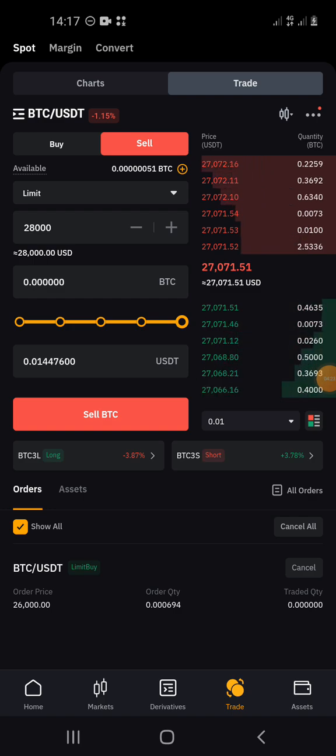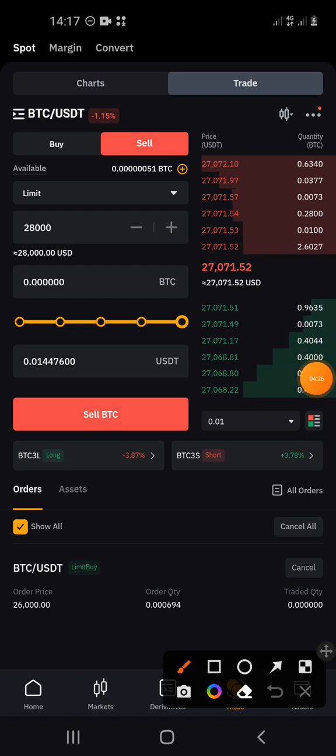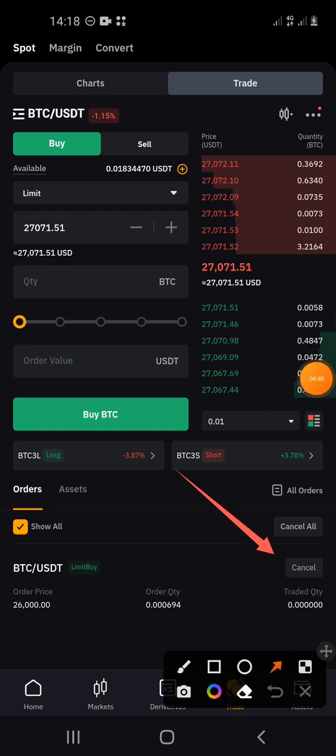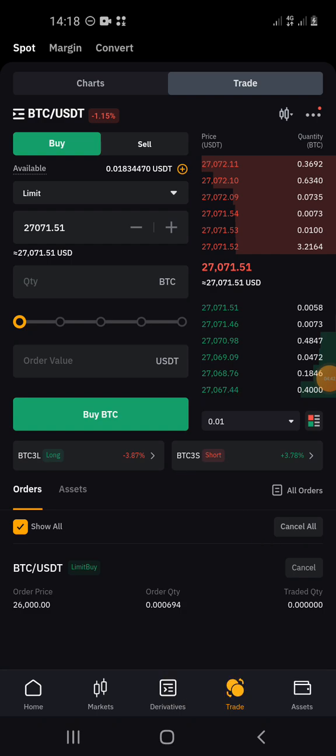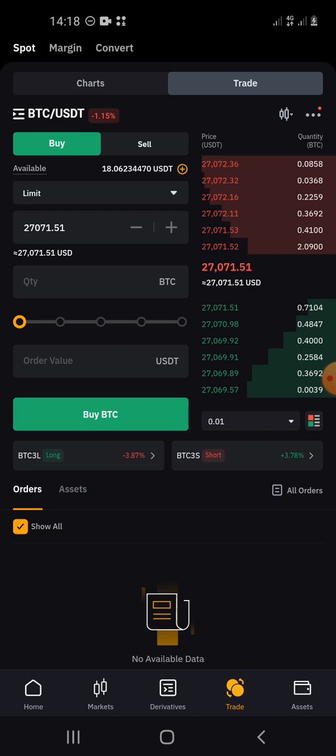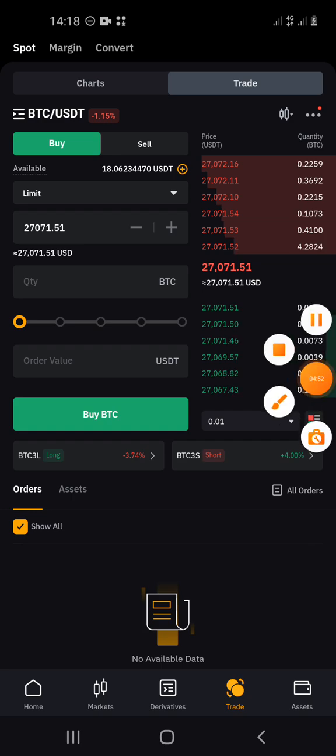Now if in any way you change your mind, you don't want to buy again, you want to cancel, you can just come to this place and click on cancel. So when you click on cancel, let's say you wanted to buy Bitcoin at this favorable price and you change your mind, you can click on cancel, and immediately your order will be cancelled, and your USDT or whatever asset you wanted to buy with will be paid directly back to your spot wallet account.